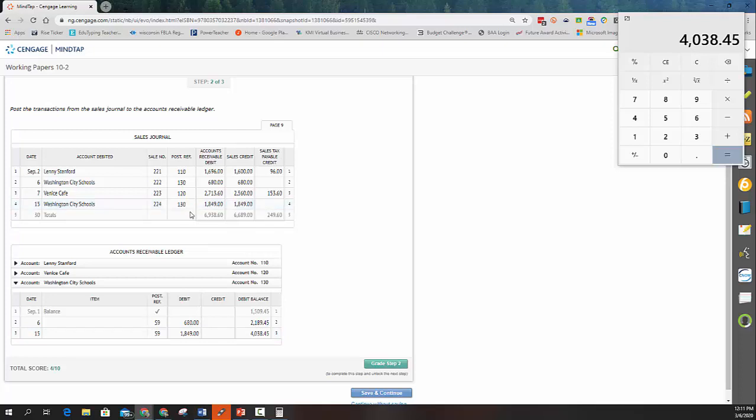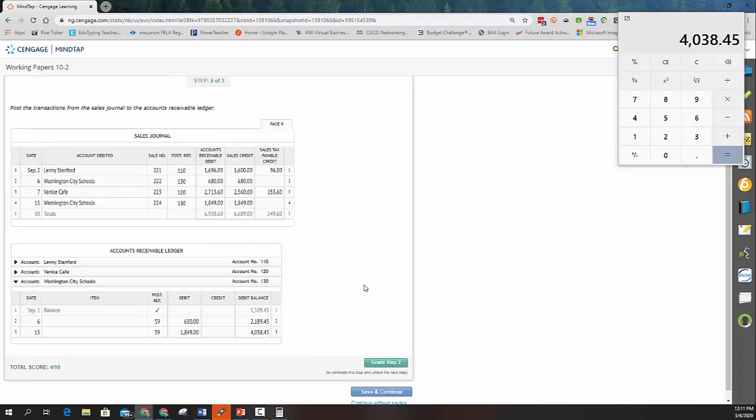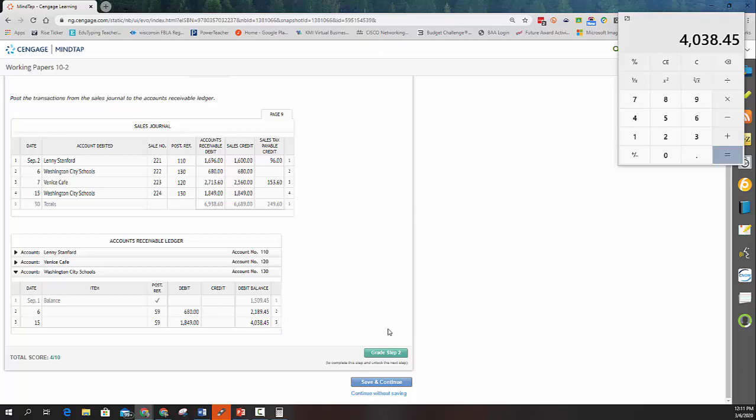Posting is not new to us. We just make sure that we know how to do this from each journal. So once you feel like you have done well on step 2, go ahead and click on grade that step.